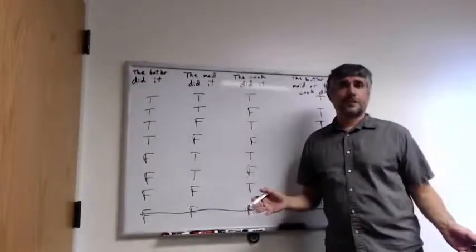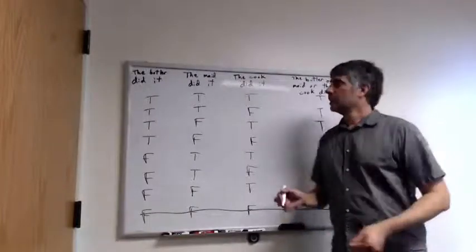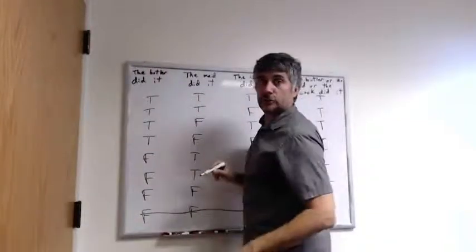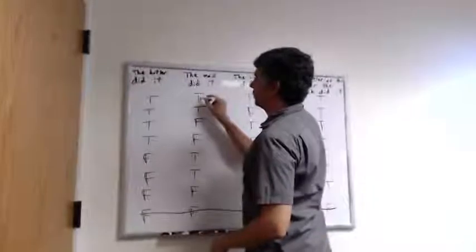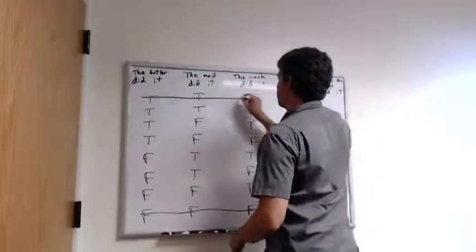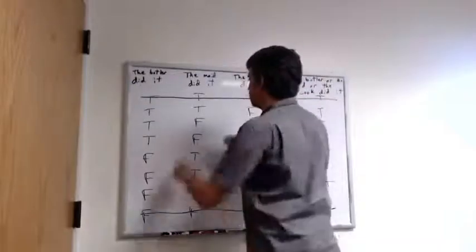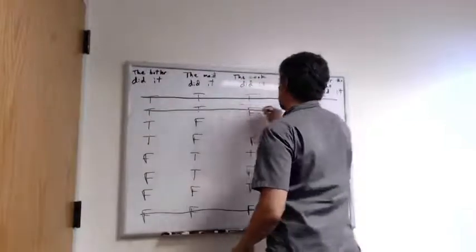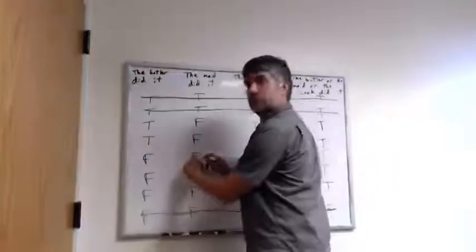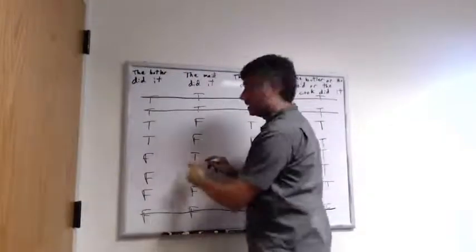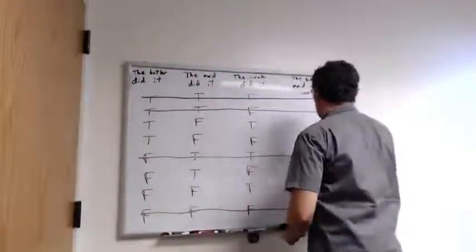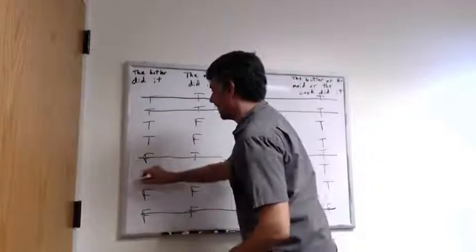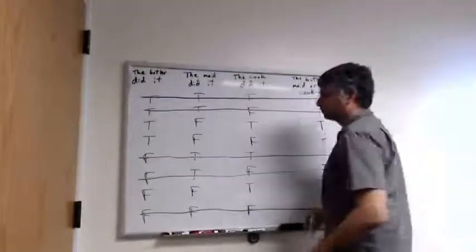Premise 2 tells you that the maid did not do it. So, any situation in which it's true that the maid did it is also not the actual situation. This situation is one in which it's true that the maid did it, so that's not the actual situation according to premise 2. The same goes for each of the other situations in which it's true that the maid did it.